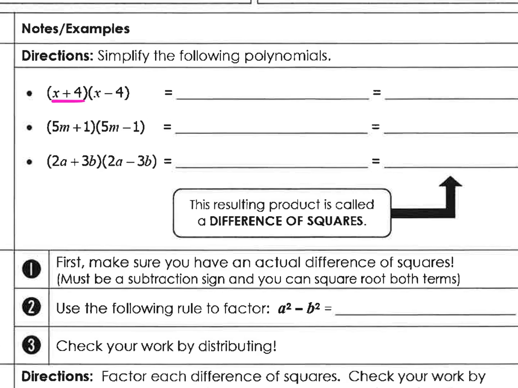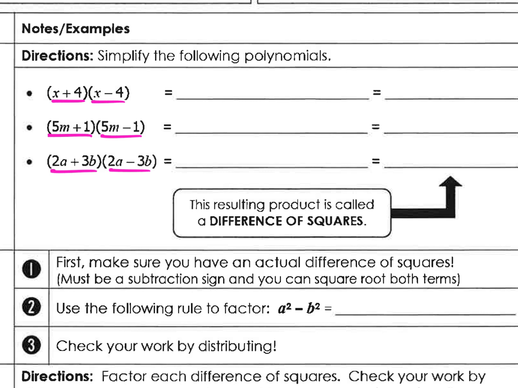Look at this: x plus 4, x minus 4; 5m plus 1, 5m minus 1; 2a plus 3b, 2a minus 3b, okay? We're going to FOIL it to see what happens, but then I'm going to show you something that goes with this. If you're multiplying these binomials, notice the terms are the same. The only thing that's different is what? The operation. You're adding or you're subtracting.